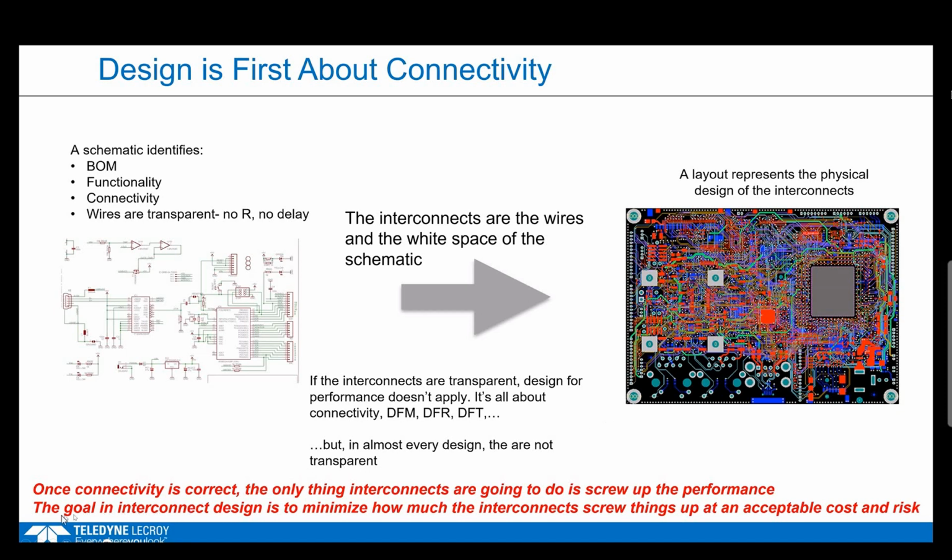And that means then that the goal in interconnect design, when the interconnects are not transparent, when their design influences performance, in other words, influences the noise that's generated, our goal in interconnect design is to minimize how much those interconnects screw things up at an acceptable cost and risk. And that is the number one most important guiding principle when we deal with interconnect design. And what do we mean by transparent?